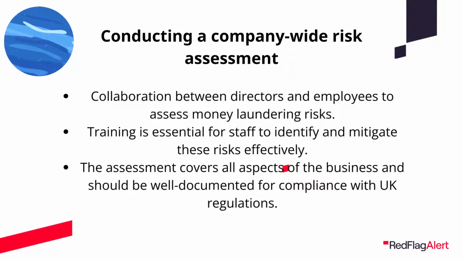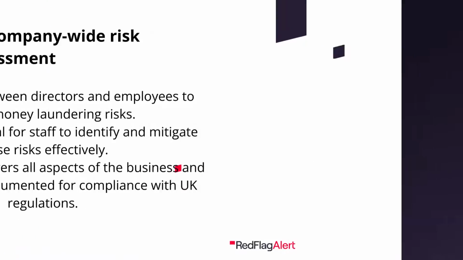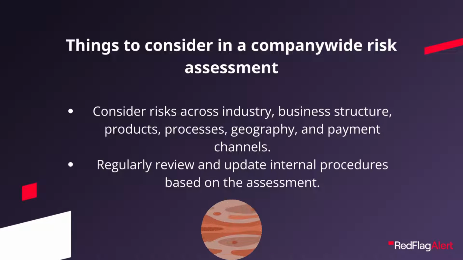Directors and employees collaborate to identify how their business might be used for money laundering and how likely this is to happen. Training is crucial for staff to spot risks. The assessment reviews all aspects of the business and should be well documented to prove compliance with UK regulations. Consider risks related to your industry, business structure, products/services, processes, geographical areas, and distribution/payment channels. Review this assessment regularly and update internal procedures as needed.